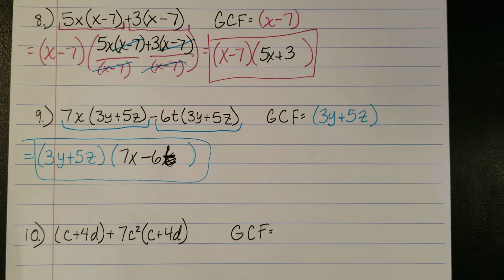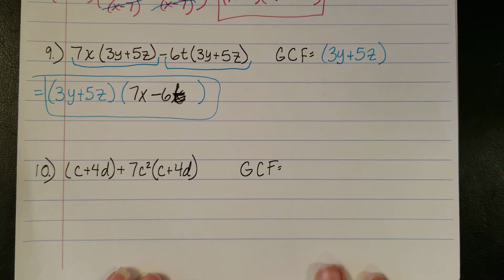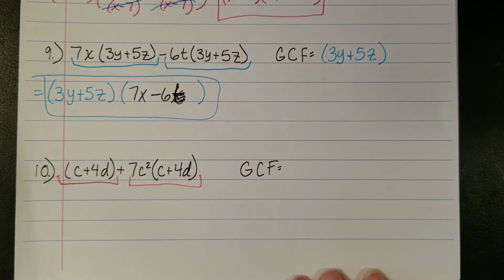Okay, number 10. All right, so let's see. All right, so that's the first term. That's the second term. What do they have in common? It's going to be the part that's in the parentheses, which is c plus 4d.